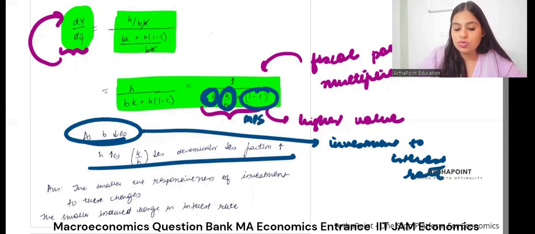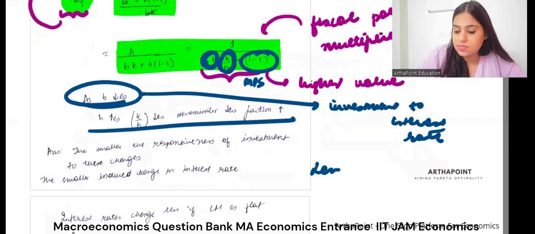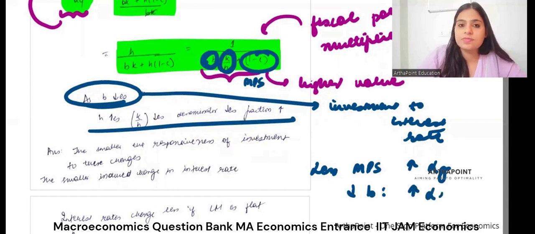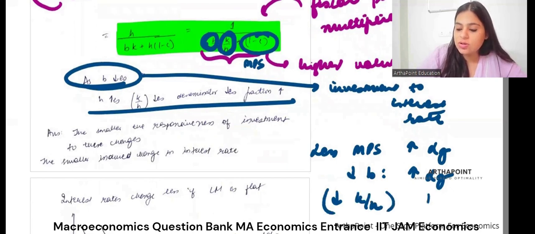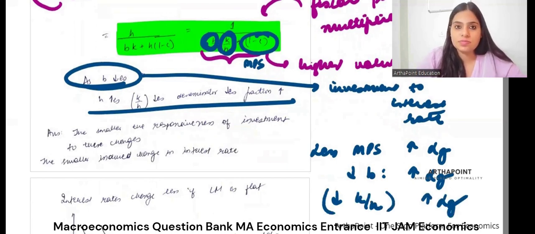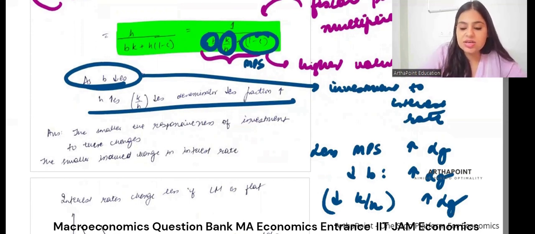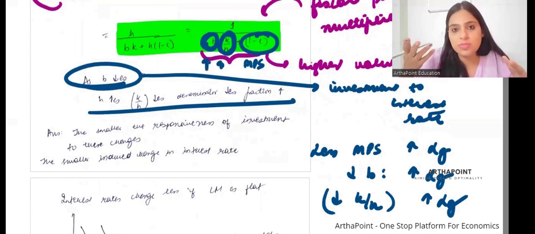1 minus C is the marginal propensity to save. So the more the MPS, the lesser the multiplier. The less the denominator, the more the multiplier. So the less the MPS, the more the multiplier. The less the B, the more the multiplier. The less K by H, the more the multiplier. These are the three things coming in the denominator. The lesser the denominator, the more the multiplier, the more the value.